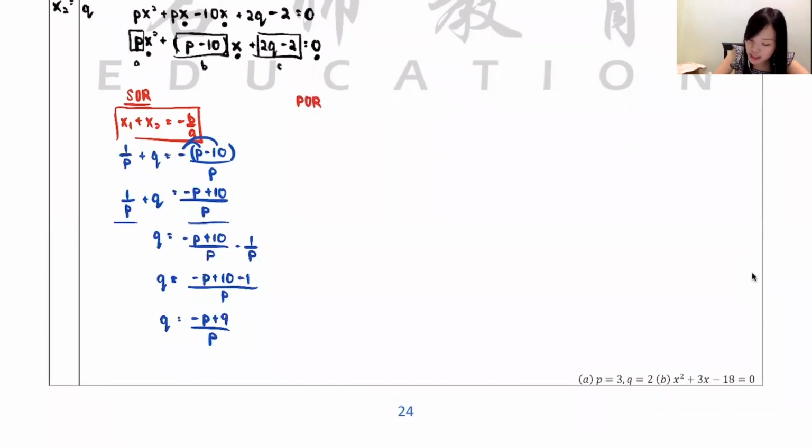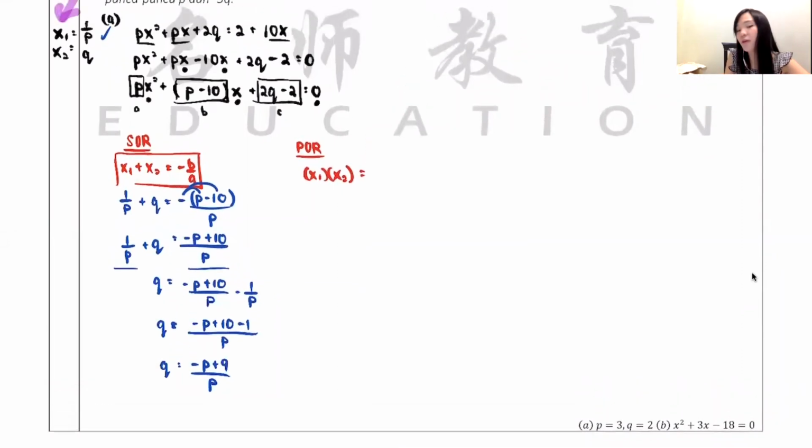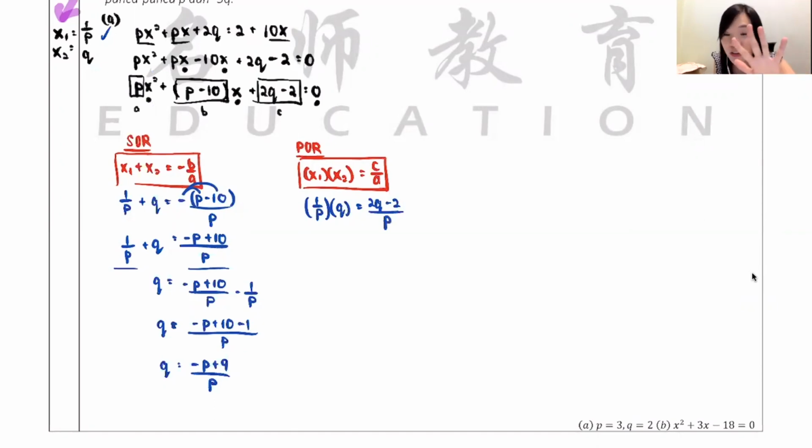So POR is here, yeah? POR, I repeat, stands for product of roots. Product means times. Isn't it x1 times x2 equals to, just now our formula, very good, Wei Qi, C over A. Sub inside. So guys, my x1 here, 1 over p. My x2 here, q. Isn't it equals to C over A? My C is here, 2q minus 2. My A is here, p.